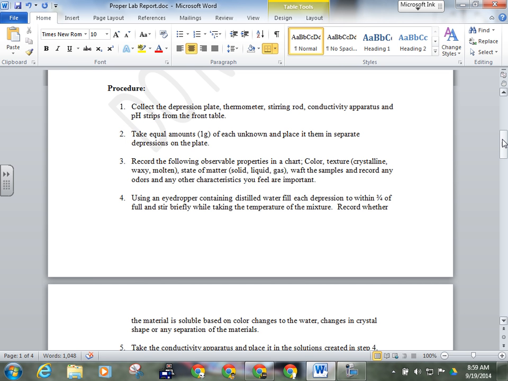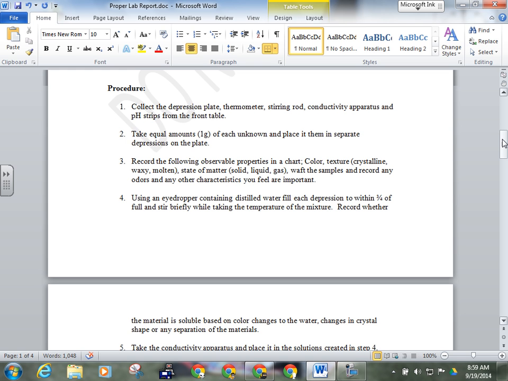All right? There needed to be detail there. Okay, we need to have a lot of detail on how we do this stuff. Well, the first step: collect the depression plate, thermometer, stirring rod, and conductivity apparatus from the front table. I even told them where to get it from. Okay, take equal amounts, approximately 1 gram. We said fill it 1/3 full. That would be fine too. Okay, of each unknown and place them in separate depressions on the plate. Okay, I mean, you can't take for granted that people are smart. I actually told them don't put them all in the same depression. Okay. You just can't assume anything.